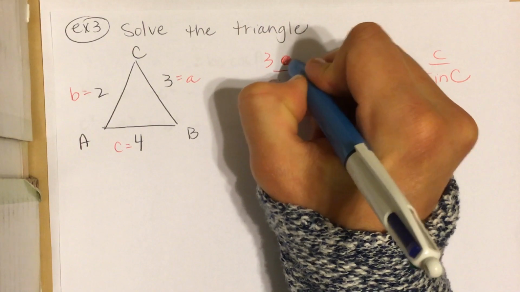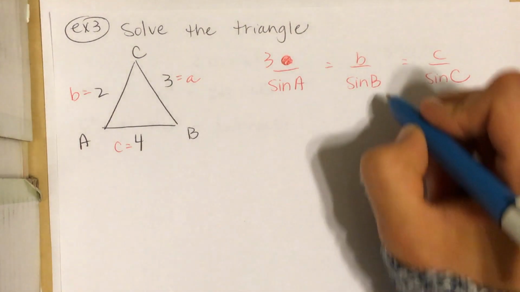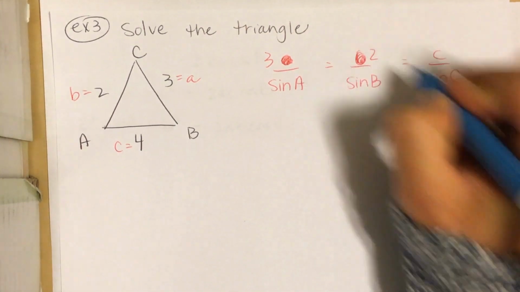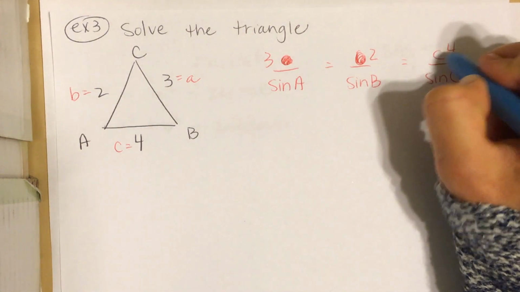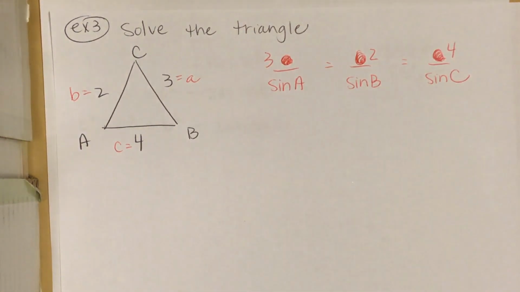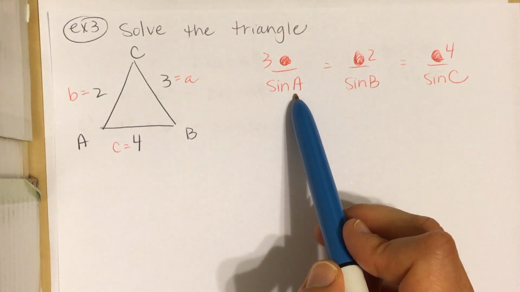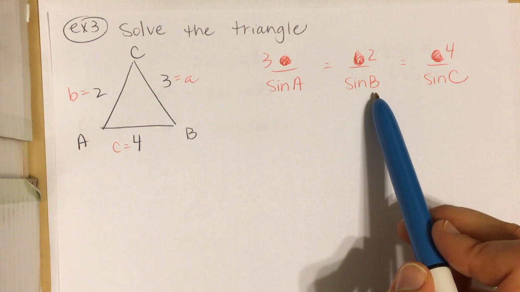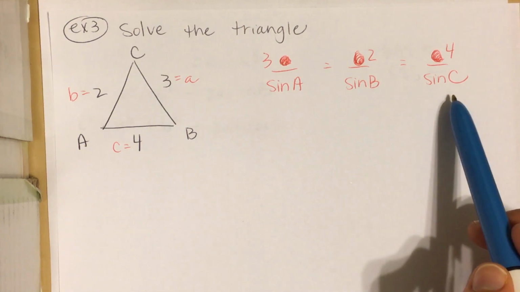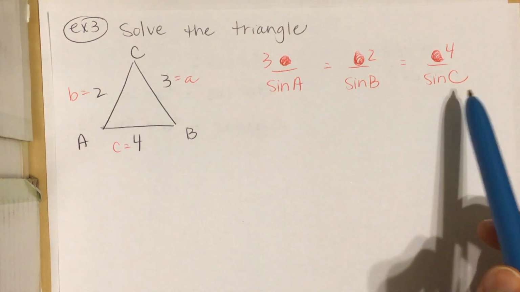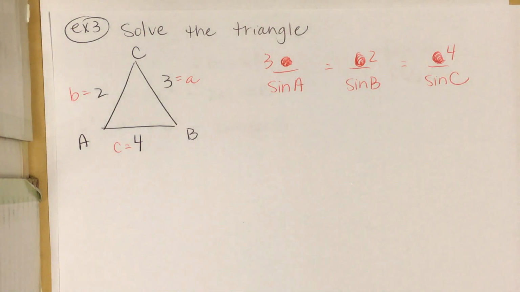I know this little a is a 3. I know this little b is a 2. I know this little c is a 4. But I don't know the numbers for an entire fraction. I can't easily figure out what angle A is. I can't easily figure out what angle B is. I can't easily figure out what angle C is. So law of sines gets me stuck. That means I need to use law of cosines instead.